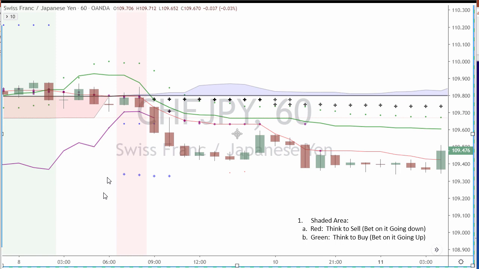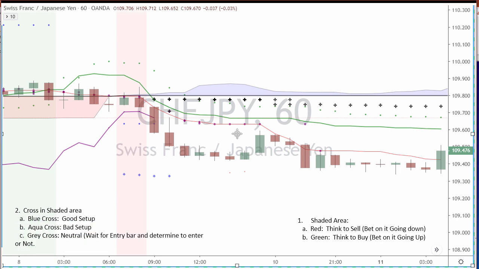Now that we know when a setup occurs, whether it be bullish or bearish from the shaded area, we need to determine if it's going to be good or bad based on forecasting. That's an optimization technique. Well, we've done that already for you. So what we've done is we added these crosses here in the shaded area. If the color of these crosses in the shaded area is blue, it's a good setup and you could go ahead and place your order.